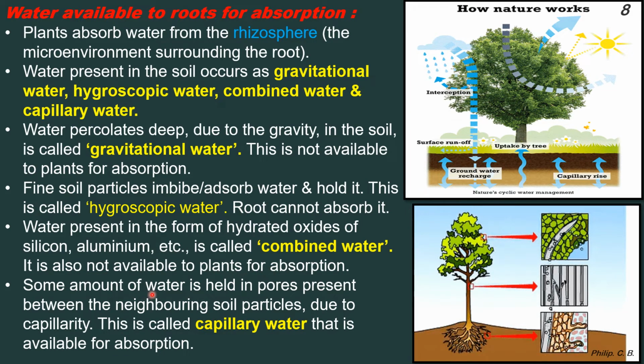Fourth, some amount of water is held in the pores, a small region present between the neighboring soil particles, due to capillarity. Now this water is called capillary water, that is available for absorption. That means out of the four forms of water available, that is gravitational water, hygroscopic water, combined water and capillary water, only capillary water is readily available for absorption. Clear?